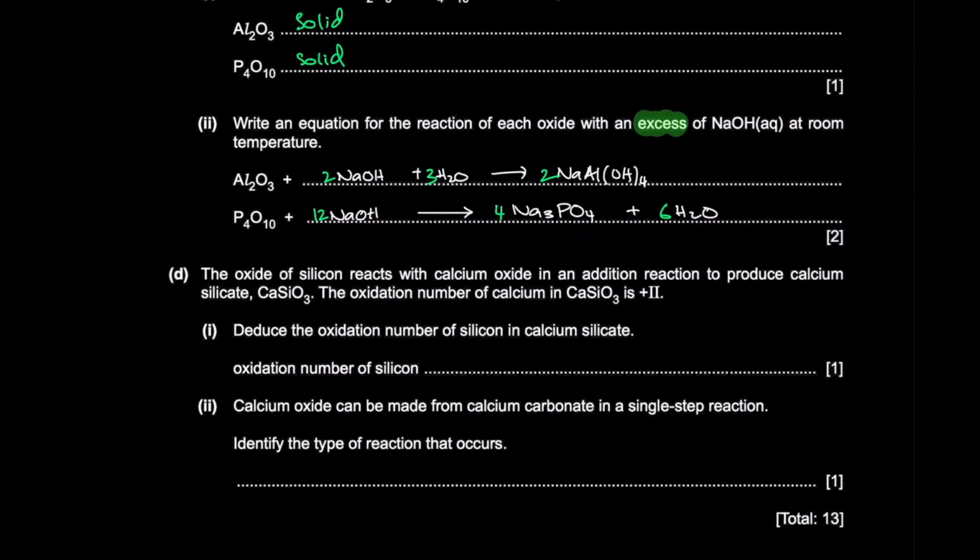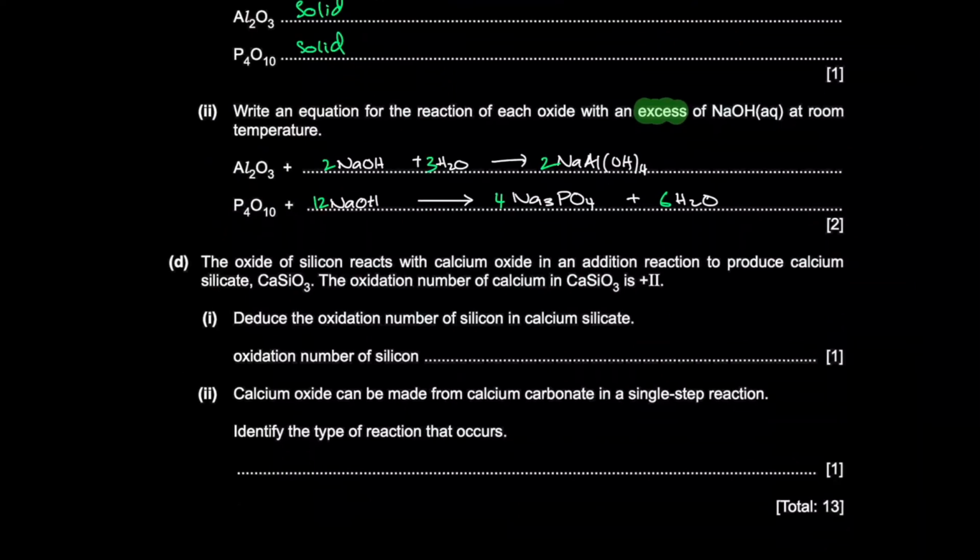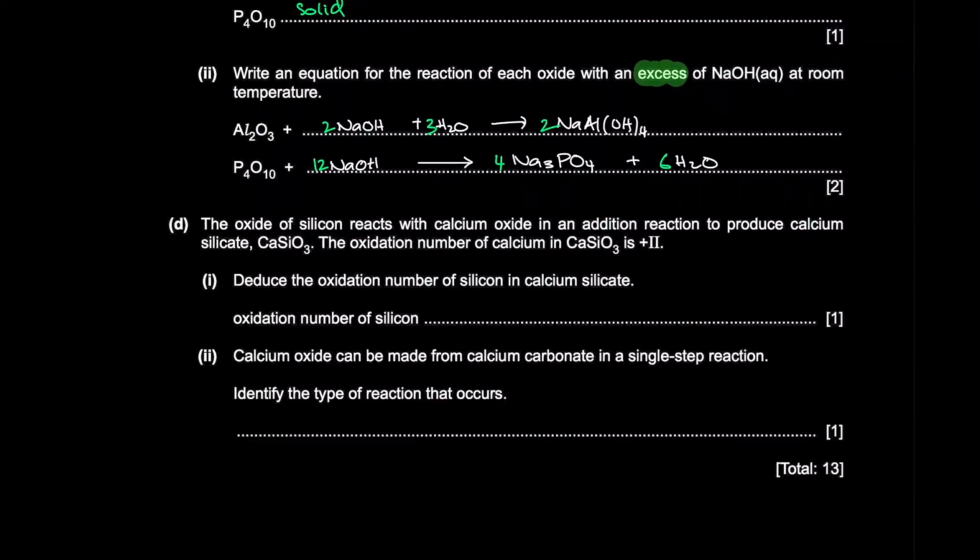But it's just good to remember the period 3 equations because you're expected to know them. The oxide of silicon reacts with calcium oxide in an addition reaction. Addition means they just combine to produce calcium silicate. The oxidation number of calcium is +2. Reduce the oxidation number of silicon.